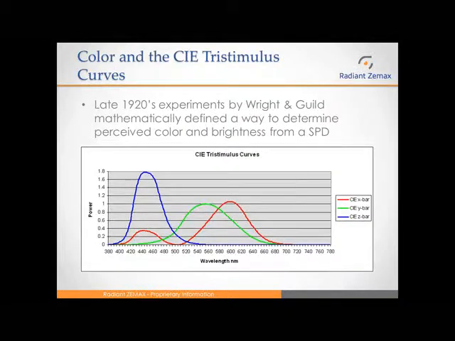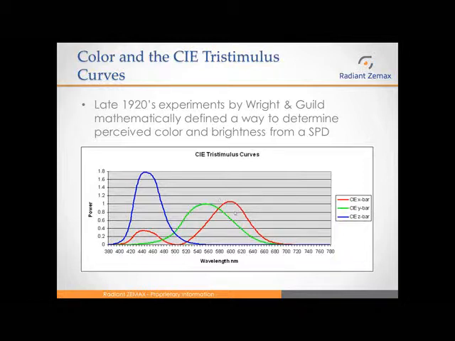So we need to have a way of defining color as perceived by humans, but in a quantifiable manner. And so in the 20s, some experimenters, Wright and Guild, performed a set of experiments, and what they did was come up with this mathematical way of defining perceived color. And they came up with these three weighting functions. We call them CIE X bar, Y bar, and Z bar.